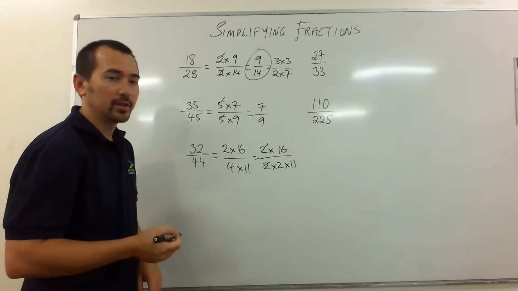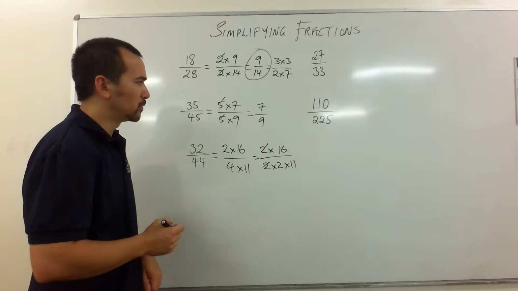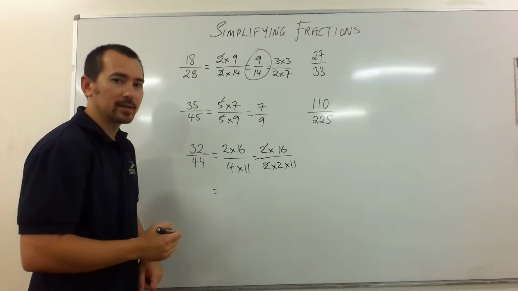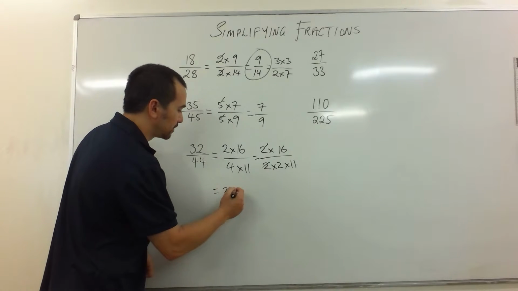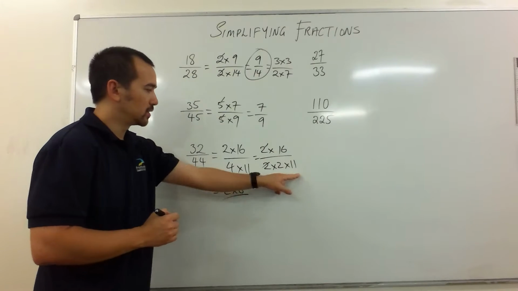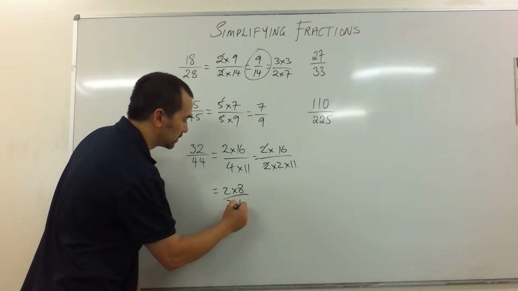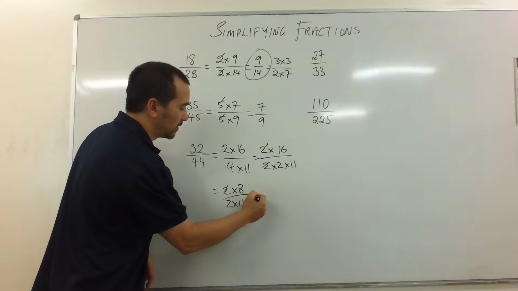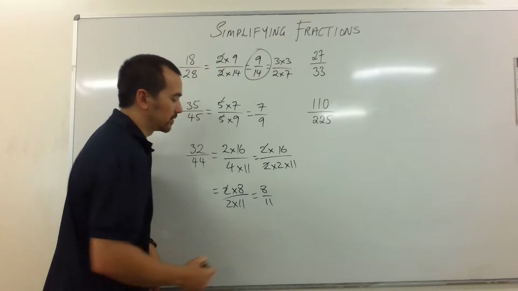And is that all? No. There's actually a little bit more work to do here. We could say that this 16 is the same as 2 times 8. And we could say that the 2 times 11 doesn't change. Well, what's going to happen to these 2's? They're going to cancel, and we're left with an answer of 8 over 11.